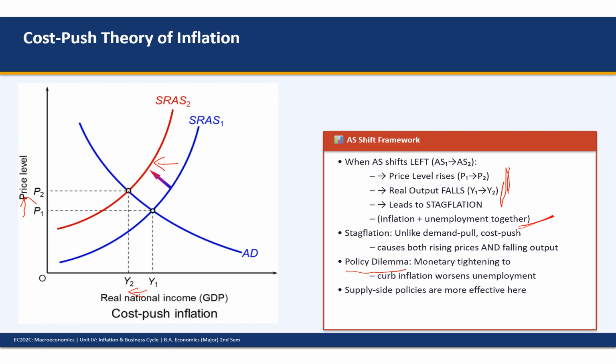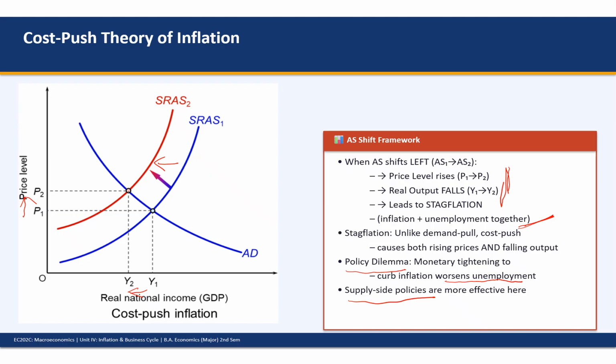If the government uses monetary tightening to curb inflation, it makes the unemployment worse. So controlling cost push inflation only through demand contraction can make the recession deeper. That is why supply side policies are often more effective in this case. These steps may include to improve production, reduce supply bottlenecks, lower input costs, and support essential industries. In short, the best remedy for cost push inflation is to increase supply rather than simply reduce demand.